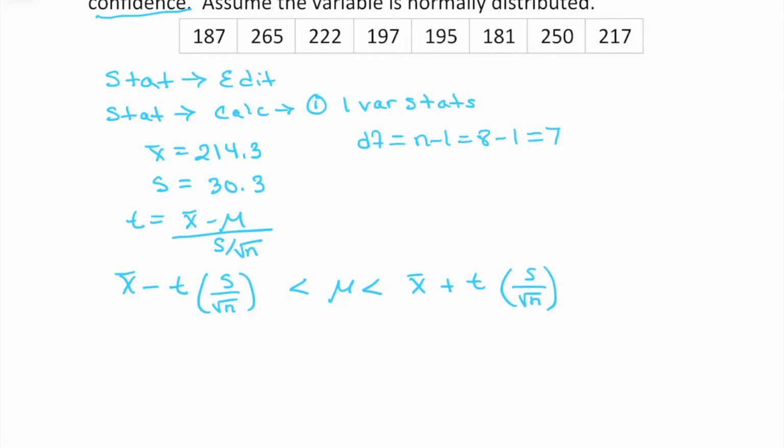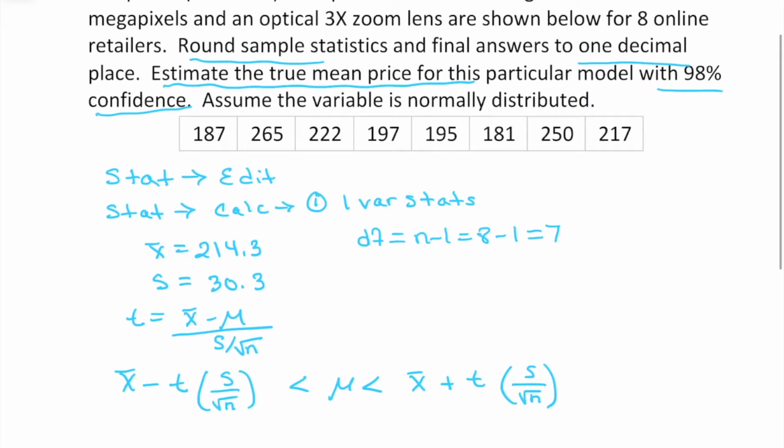If we use our t-table, we're going to need to look for degrees of freedom of 7 and the confidence interval for 98%, because that's what we're being asked for in the problem. Where that intersects is going to be the t-value that we're going to use. So let's go over to our t-table and see what that is.